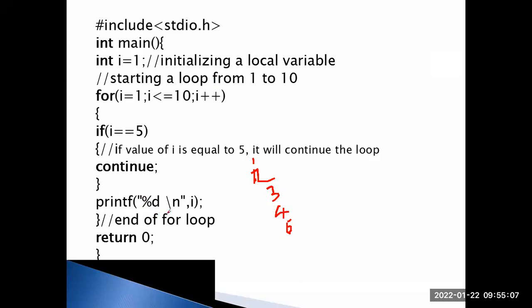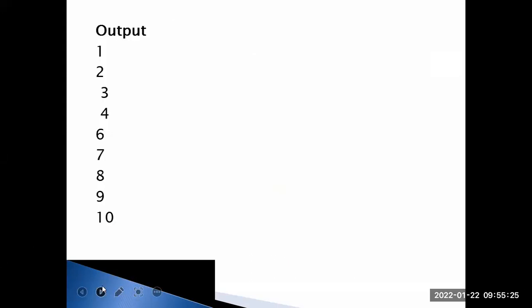Okay, printf("%d\n", i). It prints 1 to 4, then it skips the 5, then prints up to 10: 6, 7, 8, 9, 10. Okay, this is the use of the continue. The output of that is 1 to 4, then it skips the value 5. In this case, 5 has been skipped. Then we move to 6, 7, 8, 9, 10.